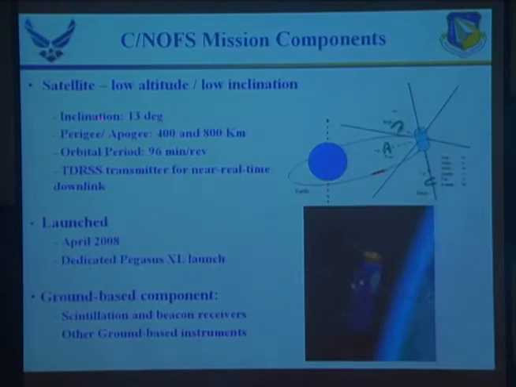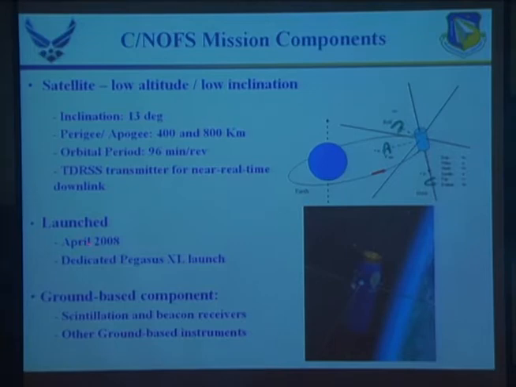This satellite has an inclination of only 13 degrees, and we do not have fuel on board the satellite. This is the reason why our orbit is 400 kilometers perigee and a little over 800 apogee. So it's about an hour and a half orbital period, and we have data in real time thanks to NASA from a TDRS transmitter.